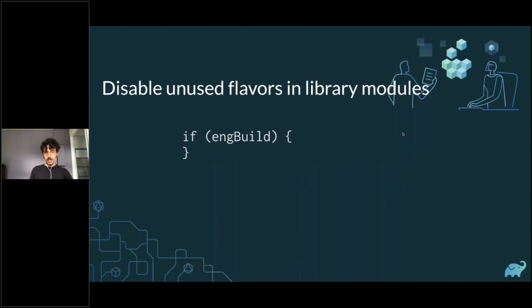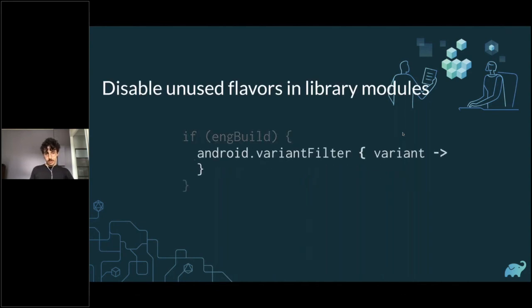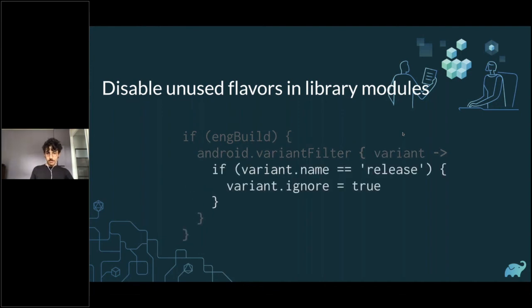So what can we do about it? What I was talking about earlier, the engBuild, you can use the variant filter we were talking about before. If the variant is release and it's your library modules, you ignore it. So this will never build the release variant. But there's actually something you can do that's even a little bit better than this, which is disable the debug variant. Always use the release variant.